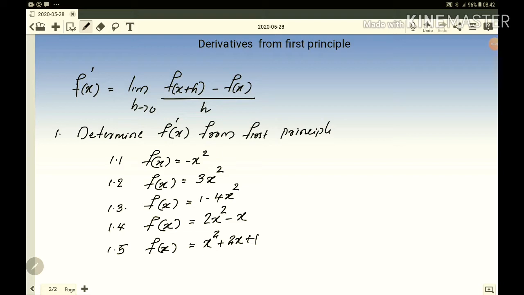B's learning channel. Today we will learn how to differentiate from first principle, that is using this formula to differentiate the given function. If you want to know more about this formula, please watch my previous video. Okay, I will do these 5 questions that are given below. In all these cases you have to find f dash x from first principle. Please watch this video up until the end so that you will have an idea about this topic. Okay, I am starting to do the first question.